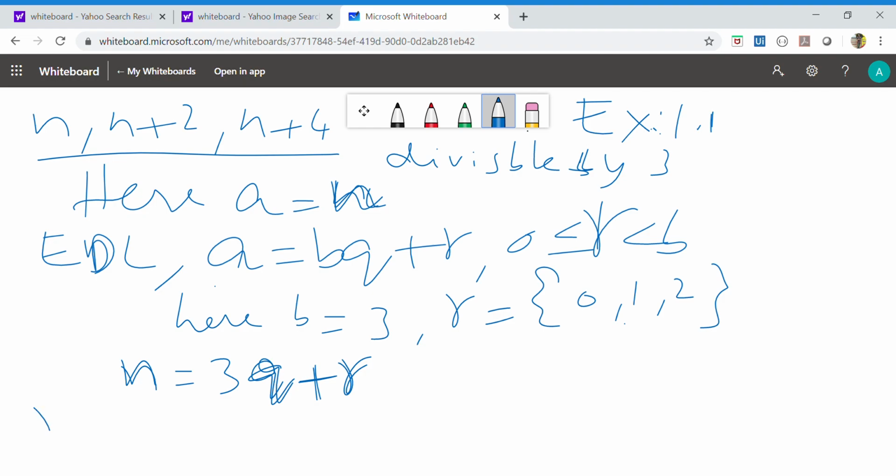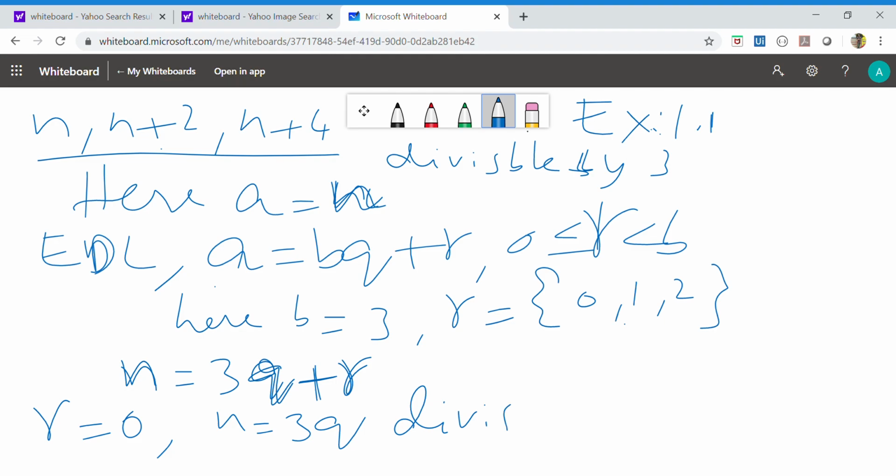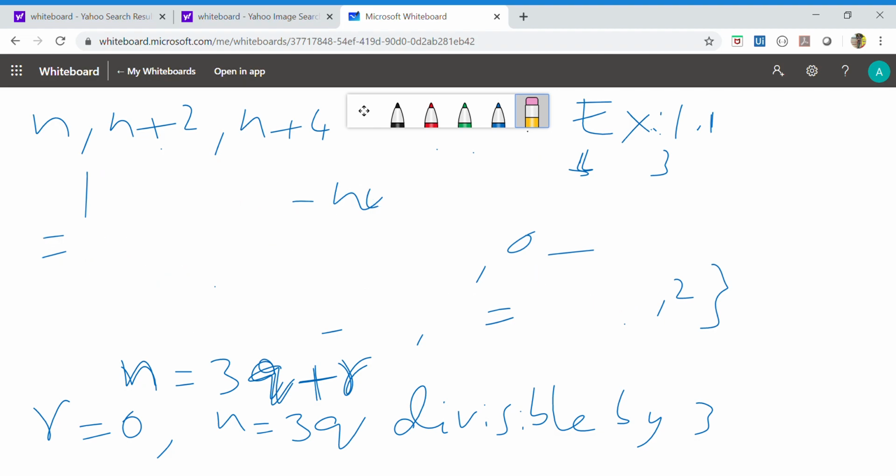for r is equal to 0, whether n is divisible or n plus 2 is divisible or n plus 4 is divisible. So if r is equal to 0, n is equal to 3q plus 0, so n is equal to 3q. 3q means 3 into some integer. So it is divisible by 3.